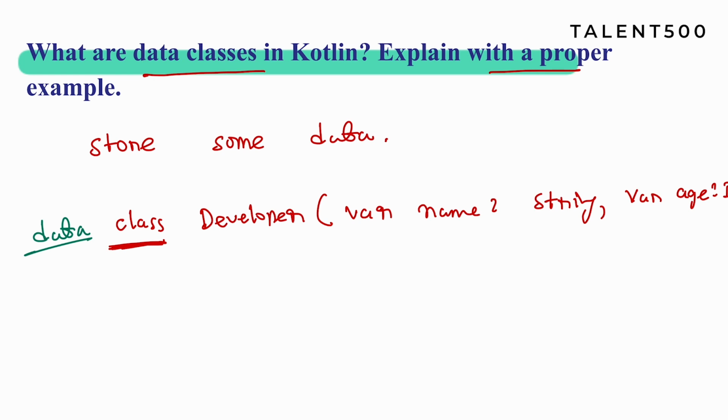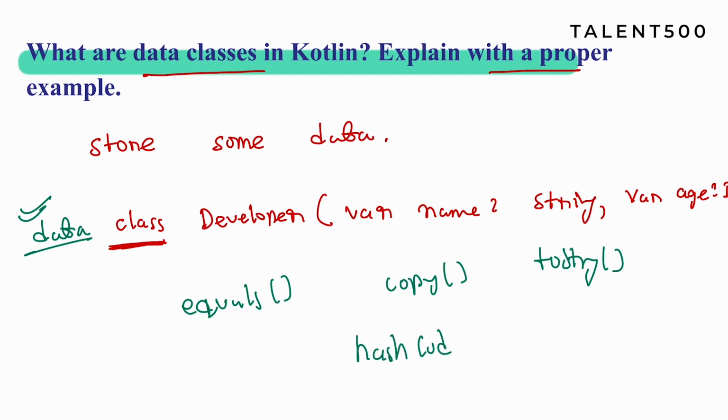So you will ask me what is the use of this data keyword. When we mark a class as a data class, you don't have to implement or create the functions as we do in Java. You don't have to create the functions equals, copy, toString, or hashCode. The compiler will automatically create all these internally, and if you have to use any of these, you can use them directly. You don't need to create them manually.